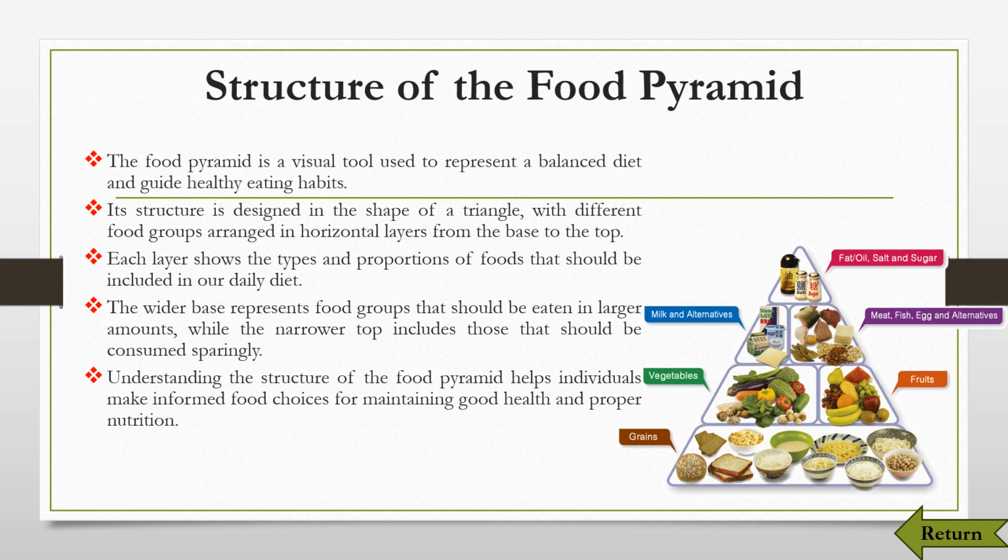Structure of the food pyramid. The pyramid has a broad base and a narrow top. The base, foods to eat more often. The top, foods to eat sparingly. Question: where do you think chocolate and chips belong? Right, at the top, eat less of them.